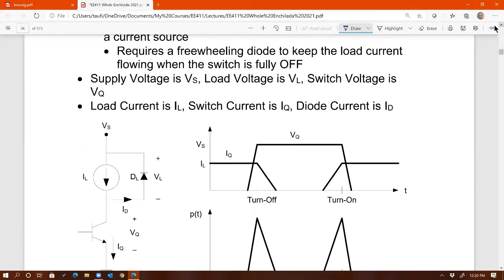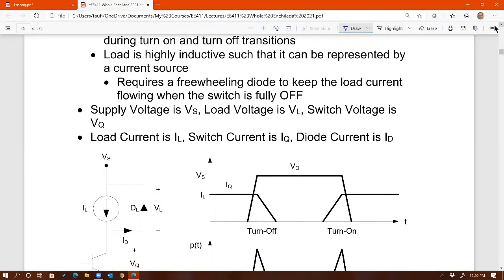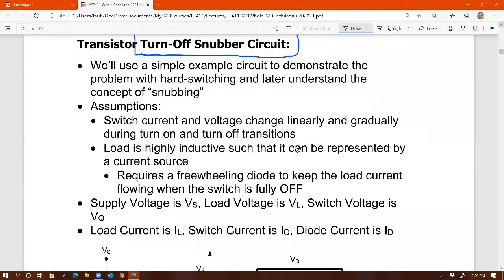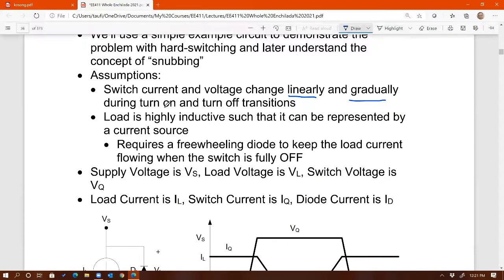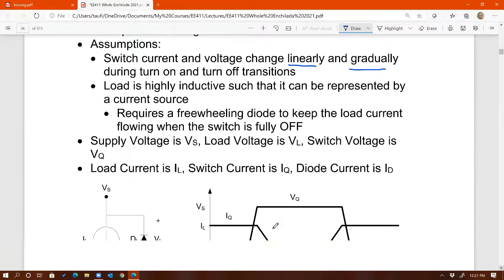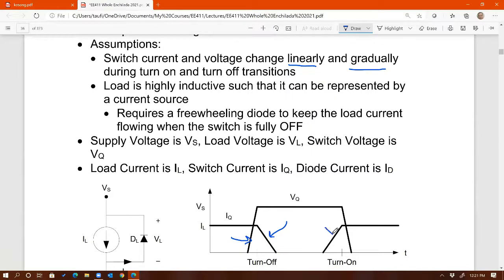Assumption in terms of switching transitions of the switch, I should have it right here somewhere. Okay, yes. The switch current and voltage change linearly, right? So we're gonna assume that when the switch voltage or current changes during the transition, it will change linearly, and also gradually, right? So there's no jump, there's no step in the change, both for turn on and turn off. As you can see from here, both are linear change. Okay, that's the first assumption.